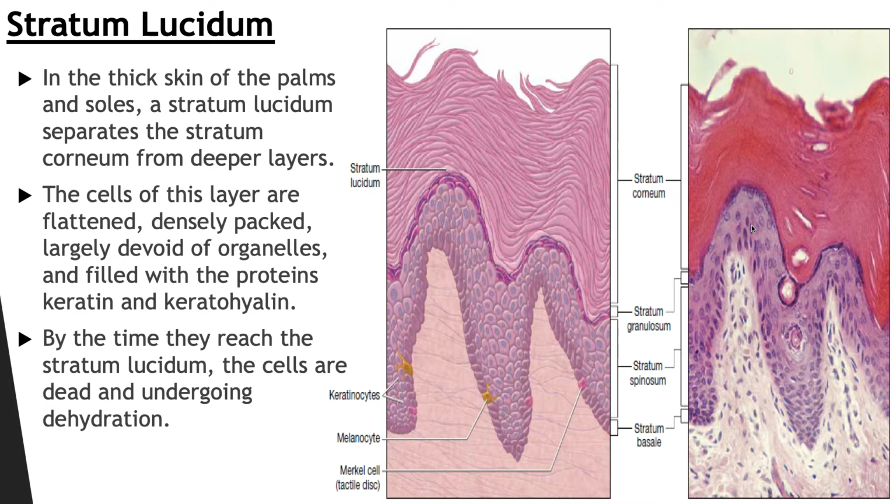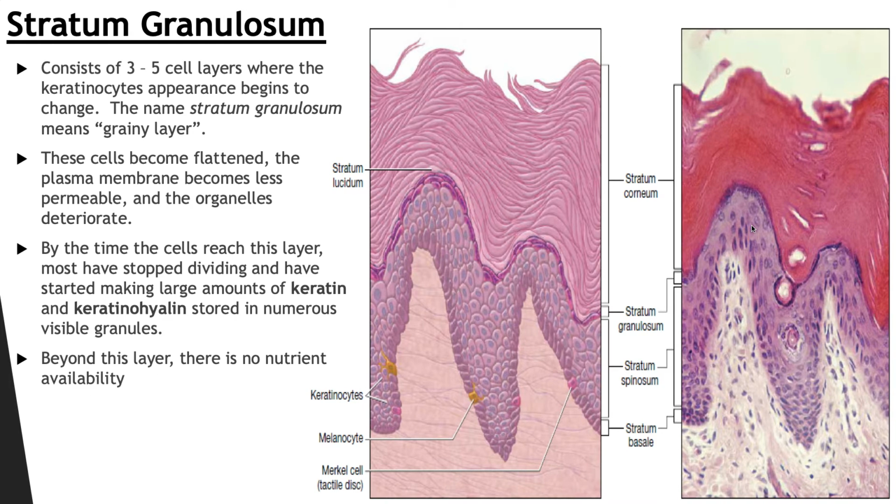Most of the time, by the time that everything reaches the stratum lucidum, the cells are dead and undergoing dehydration at this point. Continuing to the stratum granulosum. It consists of 3 to 5 cell layers where the keratinocytes' appearance begins to change. This is where we start seeing the product of that diffusion rate up into living cells here.